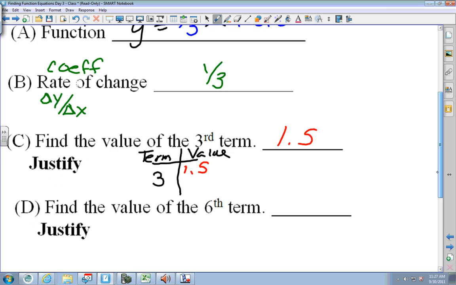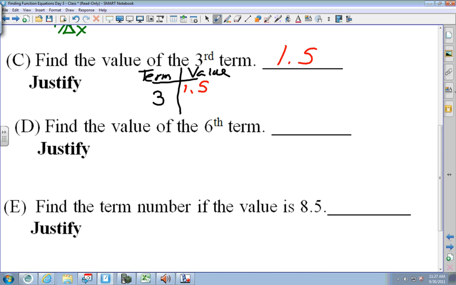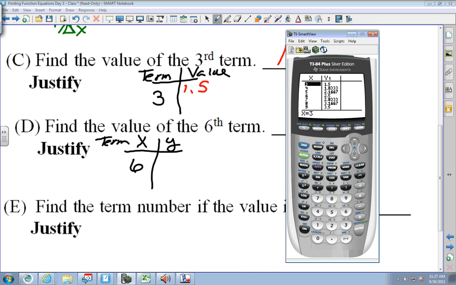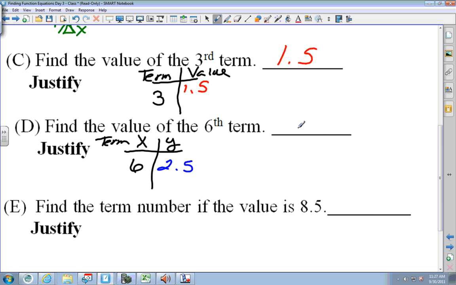The next one. What is the value of the sixth term? X and y. Remember, this is term. So the sixth one. So I go up here and I look and see where x is 6. Down to 6. Over here, it's 2.5.